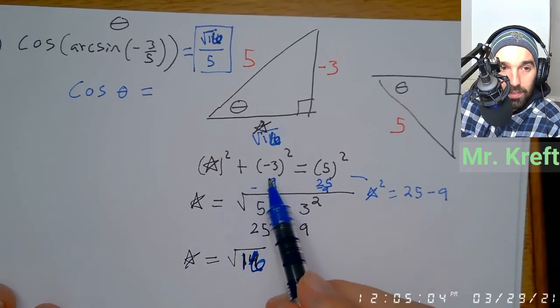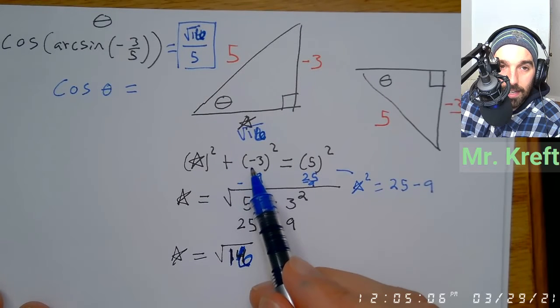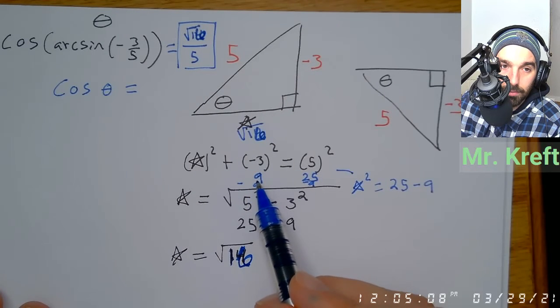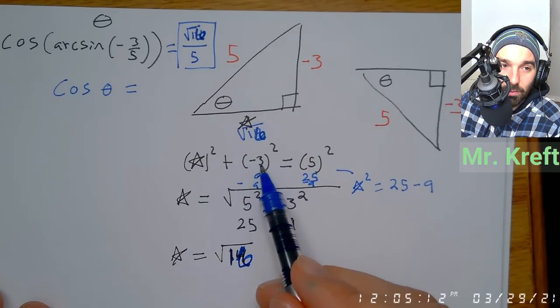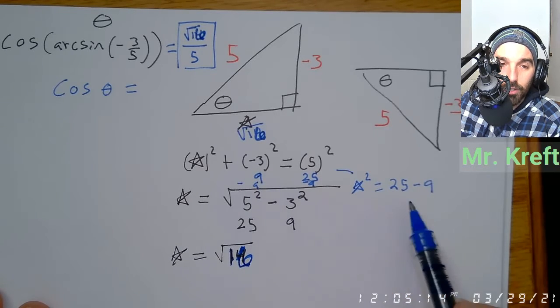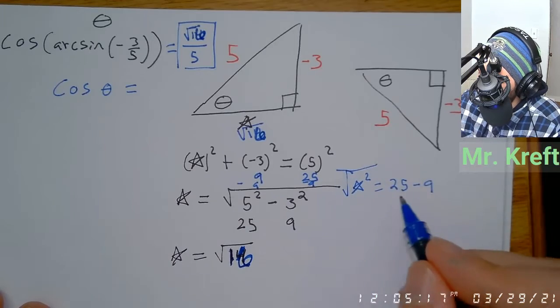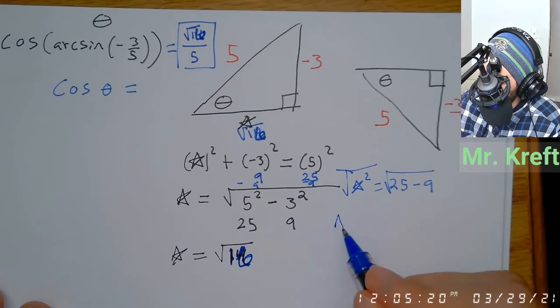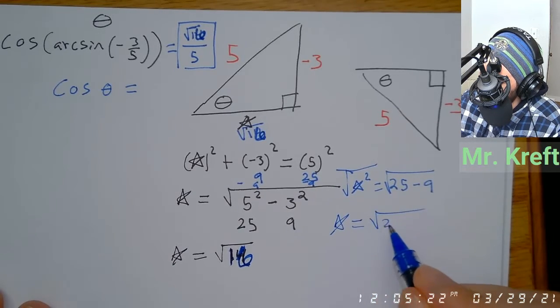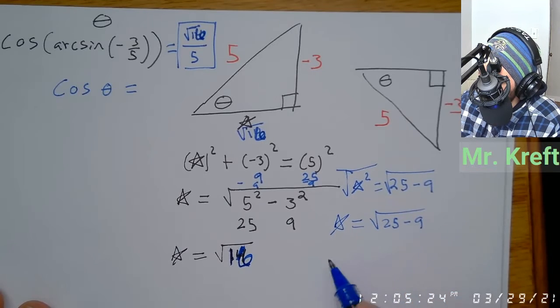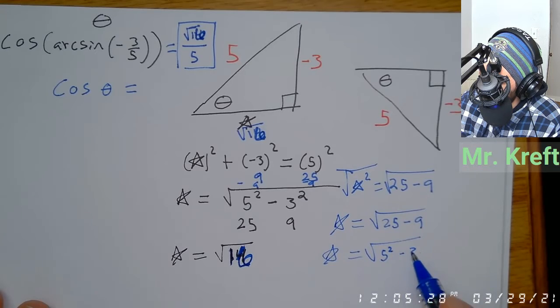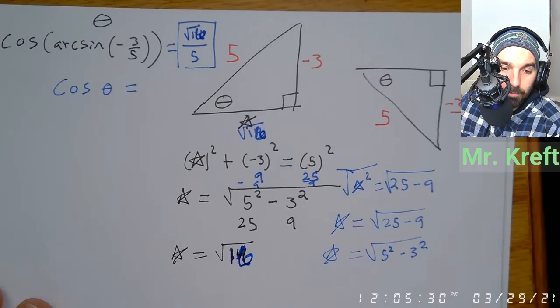So that's why we put the parentheses around here, because a negative times a negative is a positive, right? So this will be positive. So negative 3 times negative 3 is a positive 9. So I'm subtracting 9 from both sides. And then I square root both sides. So I get the star equals the square root of 25 minus 9, which is the same as the square root of 5 squared minus 3 squared.